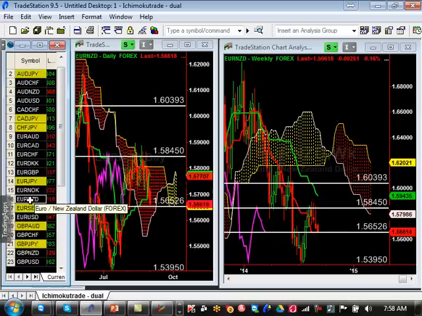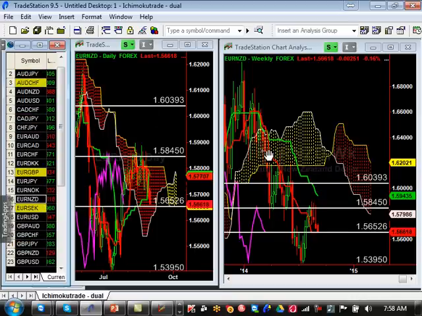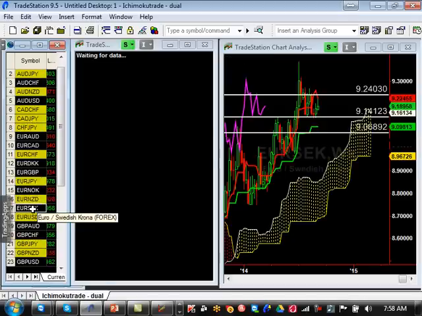Euro New Zealand is basically bearish trending here on the weekly. This is the pullback up here. We're at a critical support right now at 56.52. It's got to break that for this trend to continue. If it holds this and then comes back up to 58.45, then we're going to have a possibility of a reversal coming all the way back up to 62.02. So we're at a critical support right now.